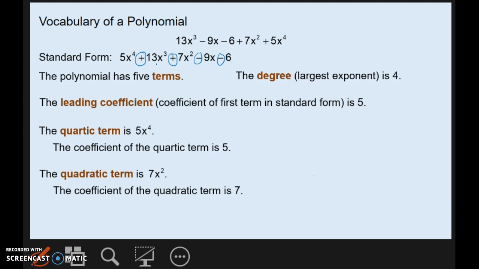The linear term would be negative 9x with a coefficient of negative 9. The constant term would be the one that has no variable at all. And think of it this way, it's constant, it can't change at all. So that constant term would be negative 6. So those are some terminology, some things that we need to know about polynomials that will help us in our further studies when we get to the further sections.